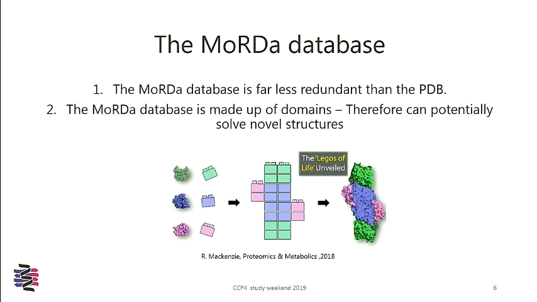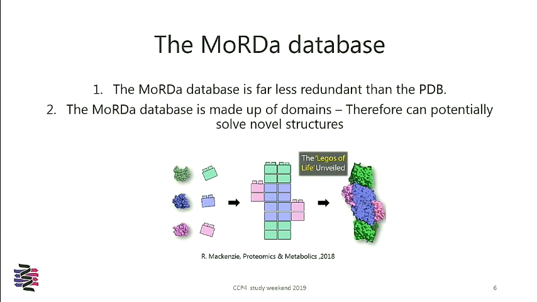And additionally, it's made up of domains. This gives us an advantage of being able to solve novel structures. If you imagine the Lego analogy for domains, you can sort of see that you might have a known domain in a novel structure, and this known domain might allow you to sort of bootstrap to the novel structure.